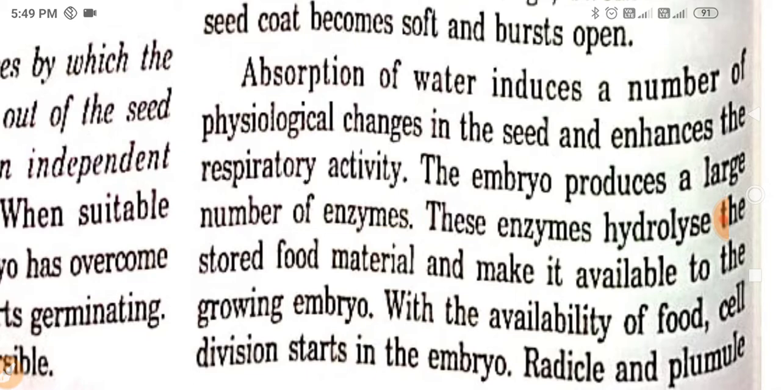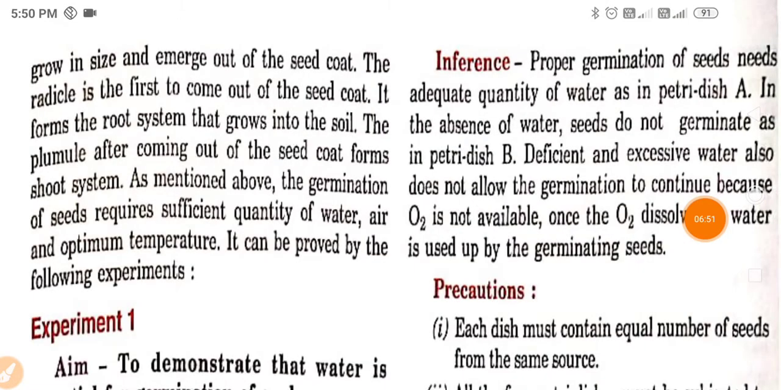With the availability of food, cell division starts in the embryo. The radicle and plumule grow in size and emerge out of the seed coat. Thus, the radicle is the first to come out of the seed coat. It forms the root system that grows into the soil. The plumule, after coming out of the seed coat, forms the shoot system. I have told you many times the function of the plumule and radicle.